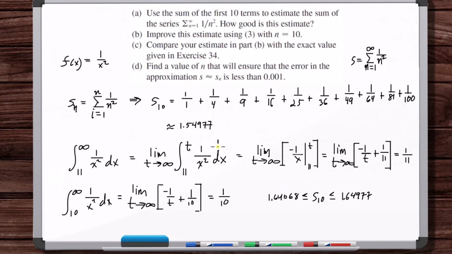Just to make sure this is clear, the R sub n was 1/10 to 1/11. That's the sum of all this extra stuff, it's something between 1/10 and 1/11 inclusive. So we can say the actual sum, the infinite sum, could be S of 10 plus 1/10. That's the upper bound, but then it could be S of 10 plus this. And so the actual sum is something between these two values, right? That makes sense.